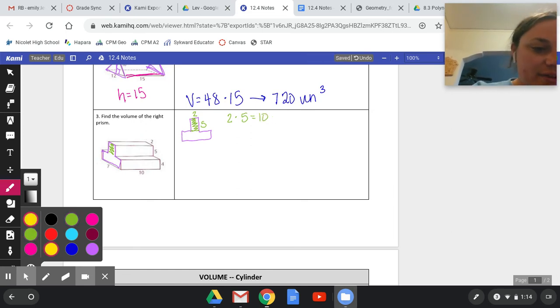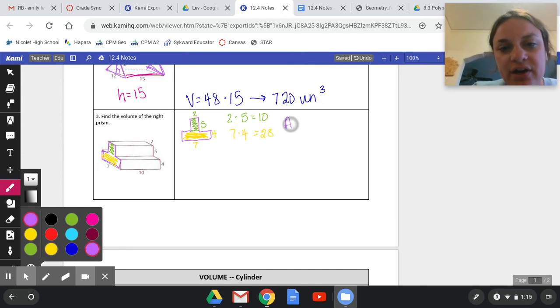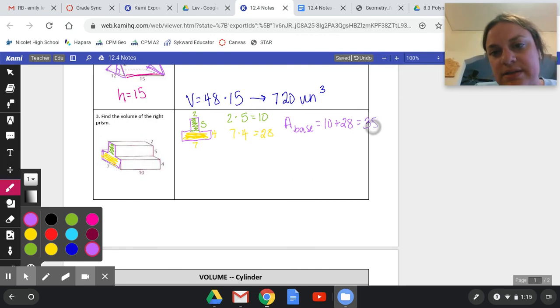And then I've got another rectangle that's down here, right? That yellow portion that I just highlighted. That's this situation right here. And the dimensions of that are 7 by the height of 4 that's given there. So 7 times 4 is equal to 28. Those are the 2 portions of my base. So the area of my base is equal to 10 plus 28, which is 38 square units.